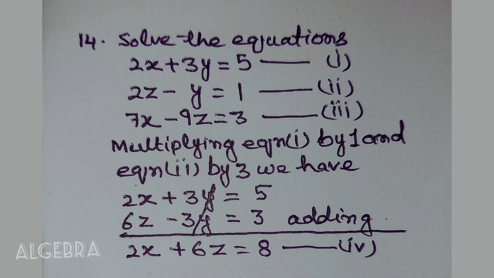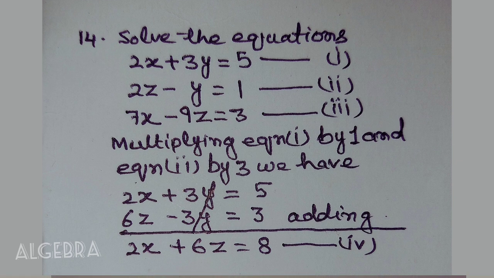2x plus 3y is equal to 5, equation 1. 2z minus y is equal to 1, equation 2. 7x minus 9z is equal to 3, equation 3. Multiplying equation 1 by 1 and equation 2 by 3, we have 2x plus 3y is equal to 5 and 6z minus 3y is equal to 3. Adding, 2x plus 6z is equal to 8, equation 4.